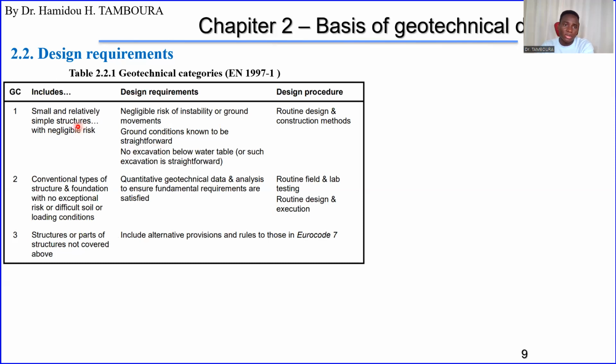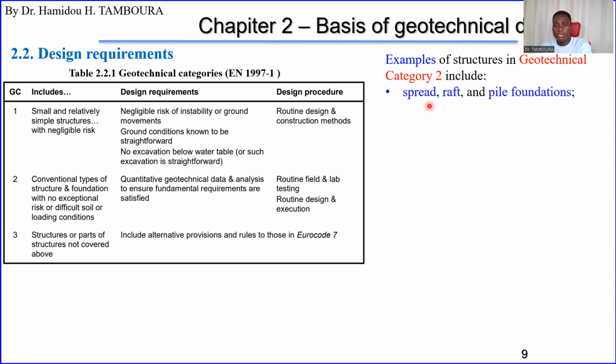In which category? If it's number 1, then maybe you don't need to do very serious work. Number 2 is also okay, but when it comes to number 3, then you need very serious work and sometimes very exceptional design that goes beyond Eurocode 7 itself. Let's take an example of category number 2. Some examples for geotechnical category 2 include spread footing, raft footing, spread foundation, sorry, raft foundation, and pile foundation.